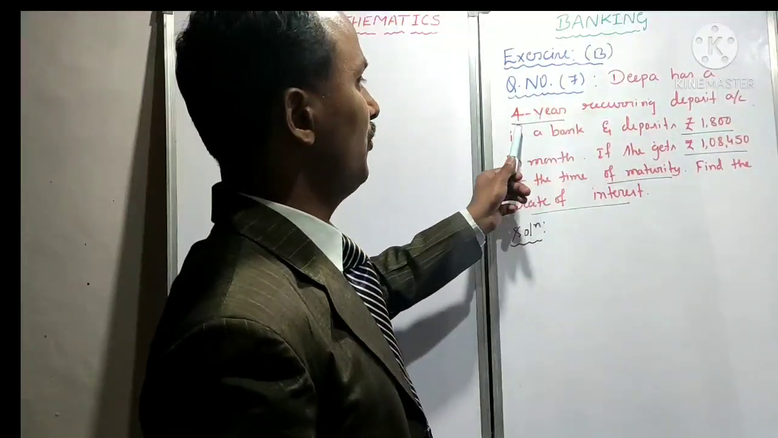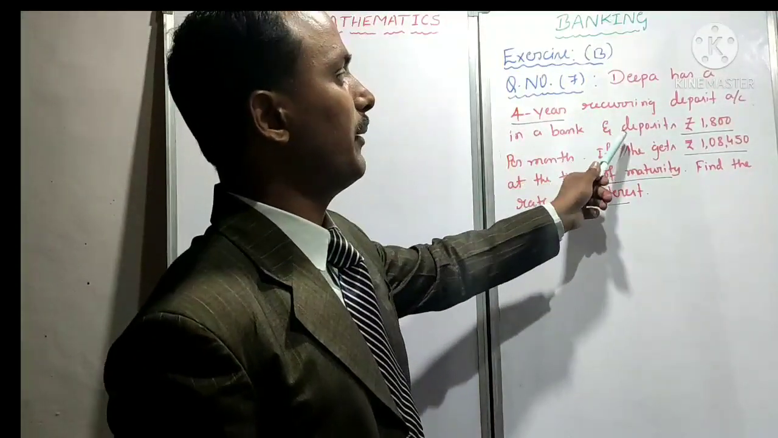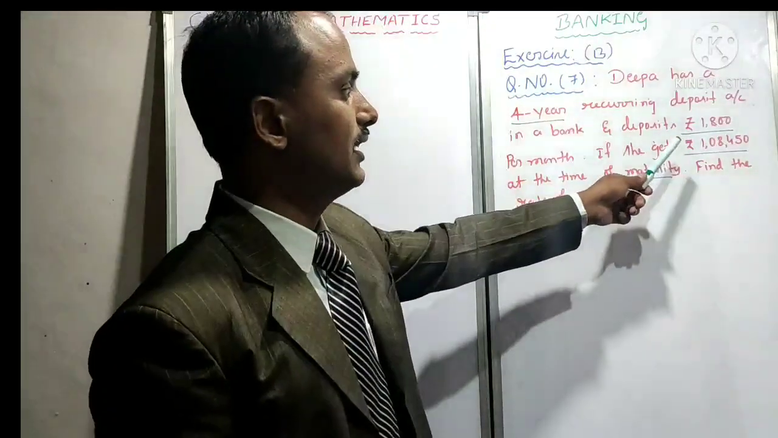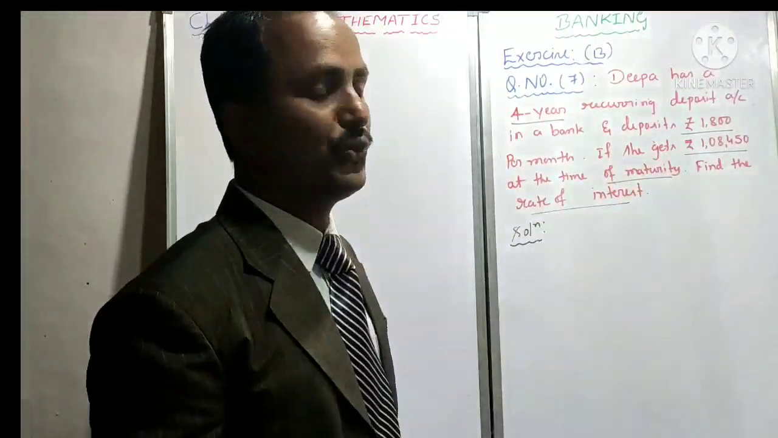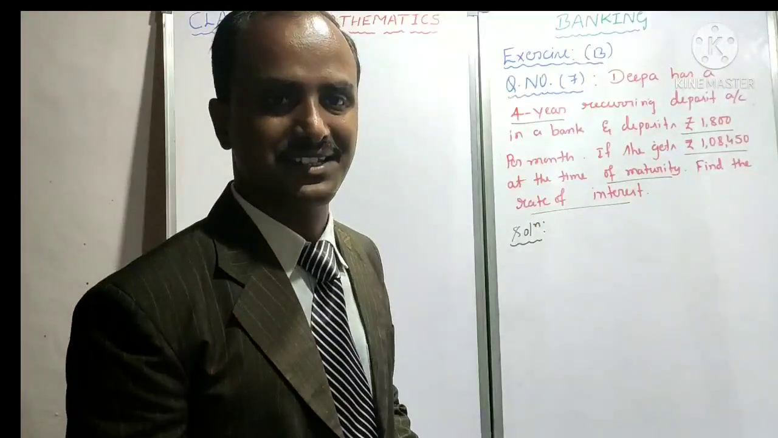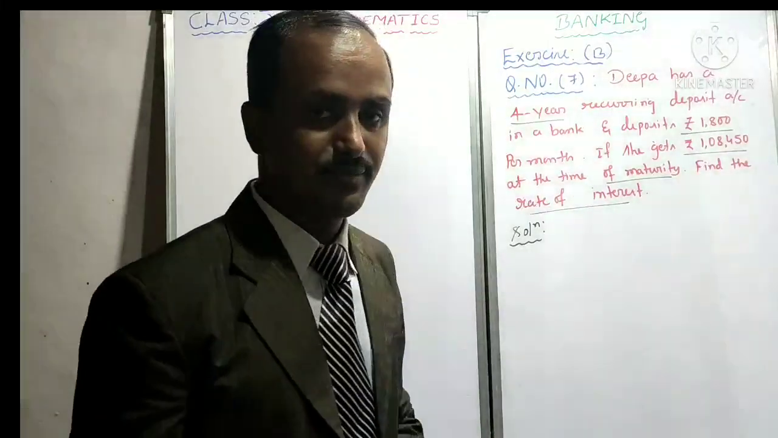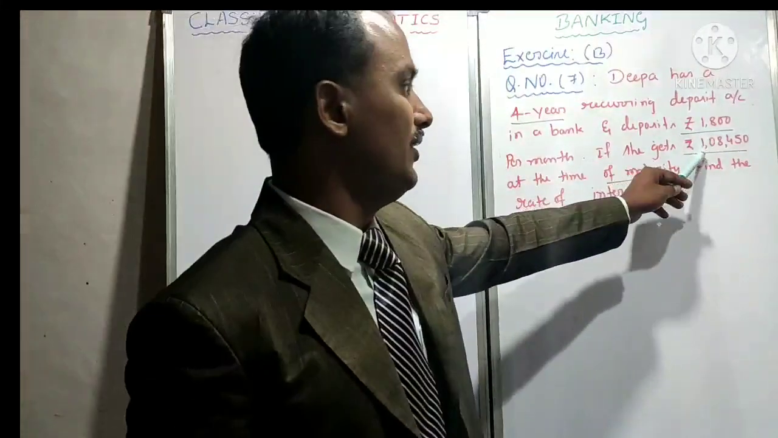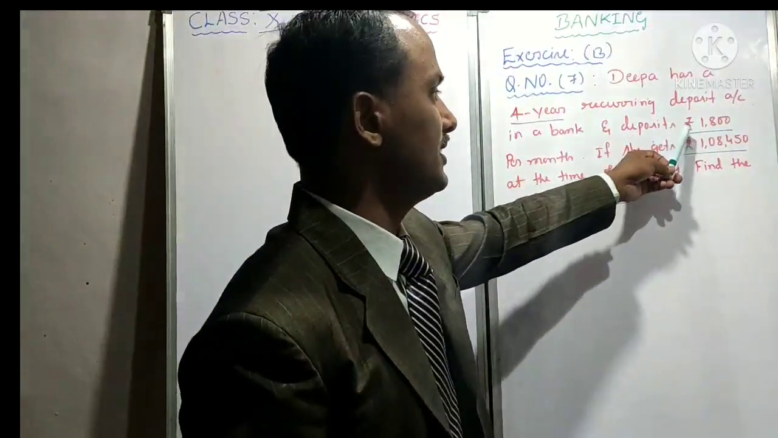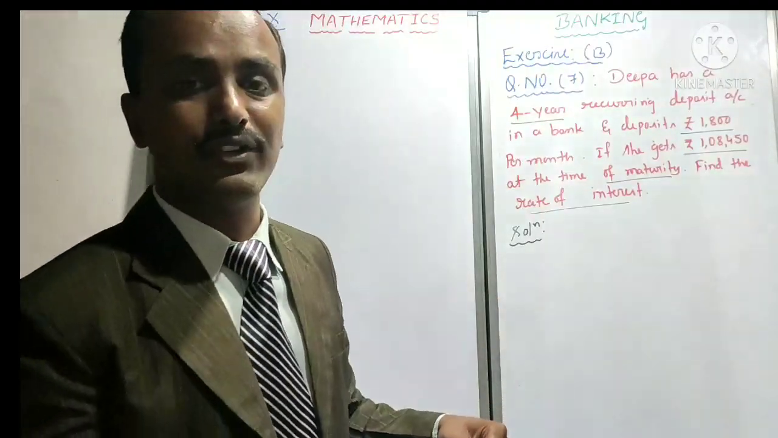Deepa has a 4-year recurring deposit account in a bank and deposits rupees 1,800 per month. If she gets 1 lakh rupees 8,450 at the time of maturity, find the rate of interest. In this problem, we are going to find the rate of interest, meaning R value. This value is the maturity amount. Okay. Now every month's deposit is 1,800. How many months? 4 years is there, converted into months.